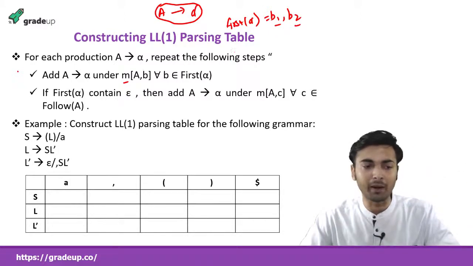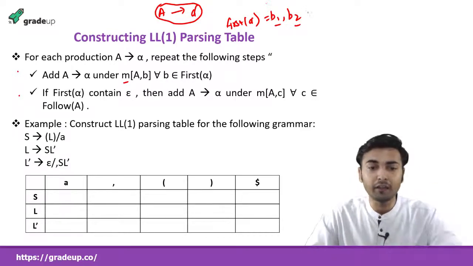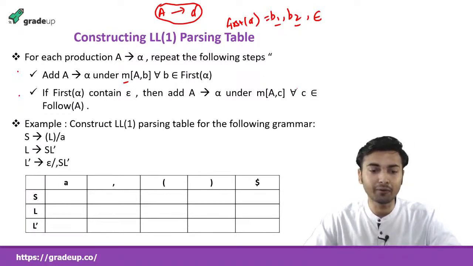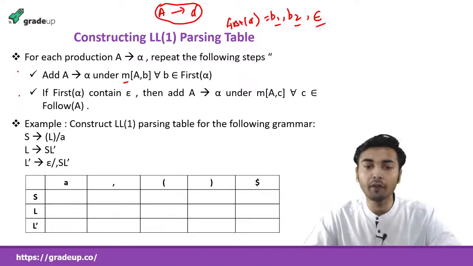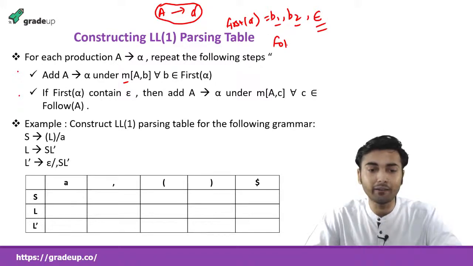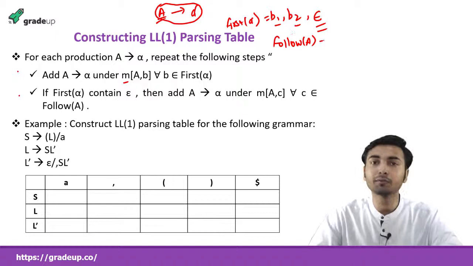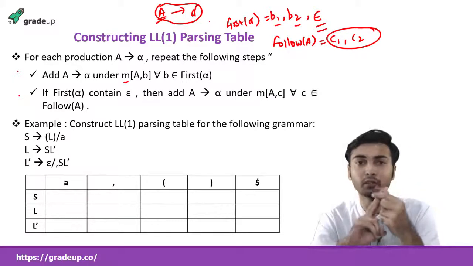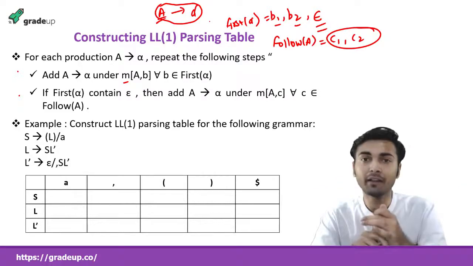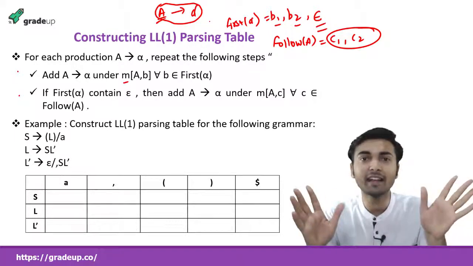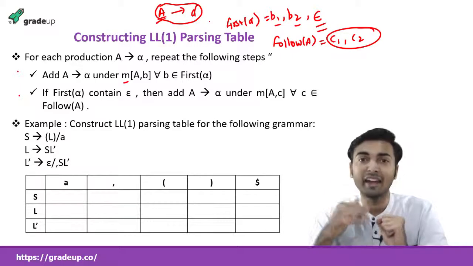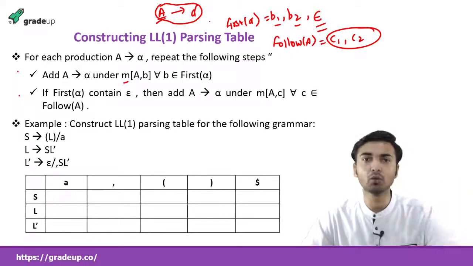Just know the basics. But second point, if first of alpha contains null, then add A goes to alpha under M[A, C] for all C belonging to follow of A. Now if null comes, then you have to find follow of A. Suppose follow of A is C1 and C2. Then you add this production under C1 and C2. Got it? Two things are there. A goes to alpha is your production. Begin with finding first of alpha. If it doesn't contain null, then insert that production into B1 and B2. But if it contains null, then find follow of A and insert in those entries. See an example to understand better.